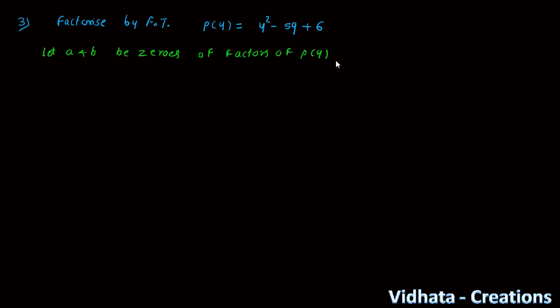And if a and b are zeros of the factors of polynomial p(y), then how can you write the given polynomial? Then you can write the given polynomial p(y) as y minus a multiplied by y minus b, which will be the factors of the given polynomial. Now what can you say about the constant term? In this case, what is our constant term? Here you know it is 6. So we have a constant term that is ab.